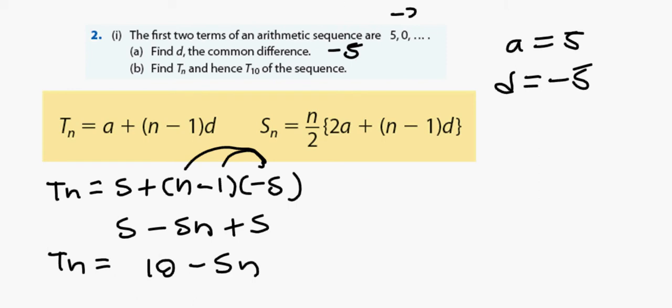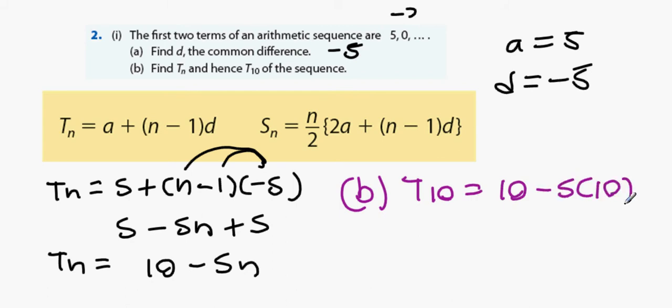And for part B, we've got to find T10. T10 basically means replace n with 10. So we're going to get T10 is 10 minus 5 times 10, which is 10 minus 50. T10 is going to be minus 40.